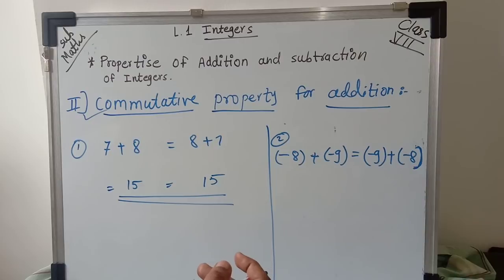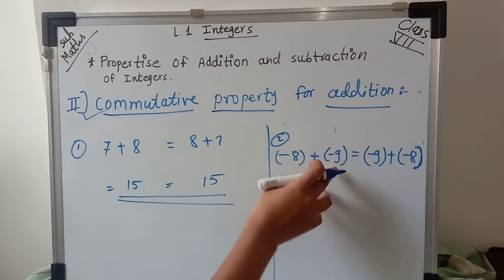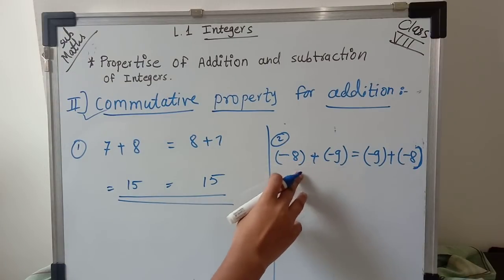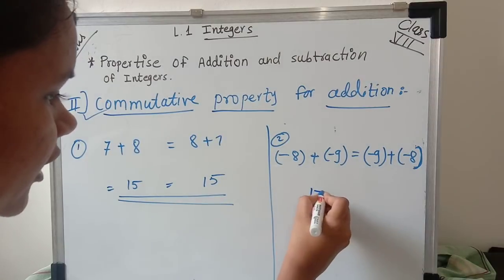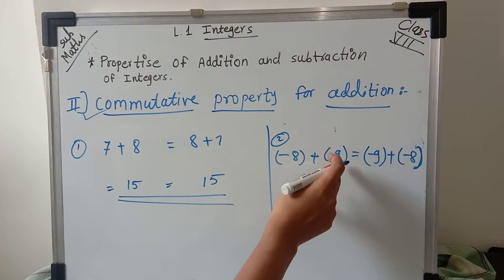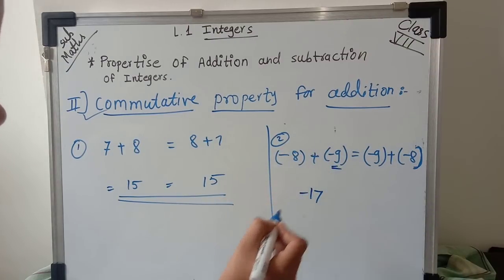Now let's do the addition of two negative numbers. Let's see if after changing their orders we'll get the same answer or not. So here in bracket minus 8 is there, plus in bracket minus 9. Here two negative integers are there, we have to do the addition. When two negative numbers are there, we have to do the addition. So 8 plus 9 is equal to 17, and the bigger number is the integer minus 9, so we'll give the sign of that number, and we got minus 17.